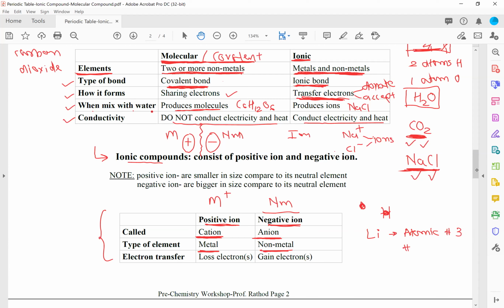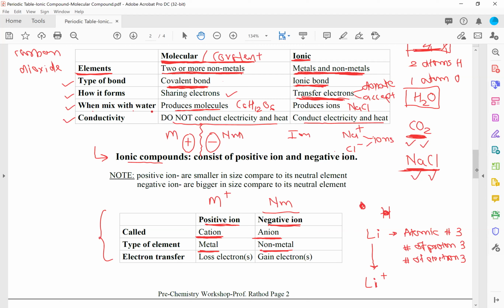It means the number of protons would be 3, and the number of electrons would be 3. Excellent. So if lithium is going to form an ion, what kind of ion is it going to form? Positive ion or negative ion? Positive. Why? Because lithium is a metal, so it will form a positive ion.